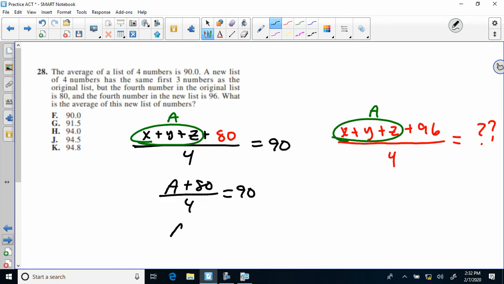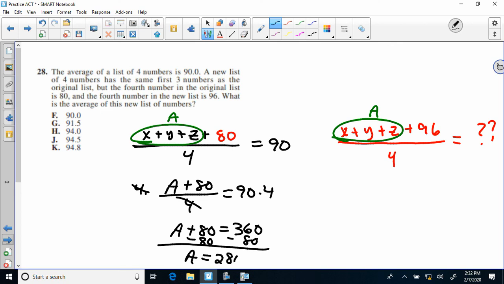Multiply both sides by 4, and you're going to get A plus 80 equals 360, because I times by 4 on the left and the right. Those cancel. And then minus 80 over here. And that tells me that A is 280. Or my first 3 numbers, the sum of them, adding them together, was 280.